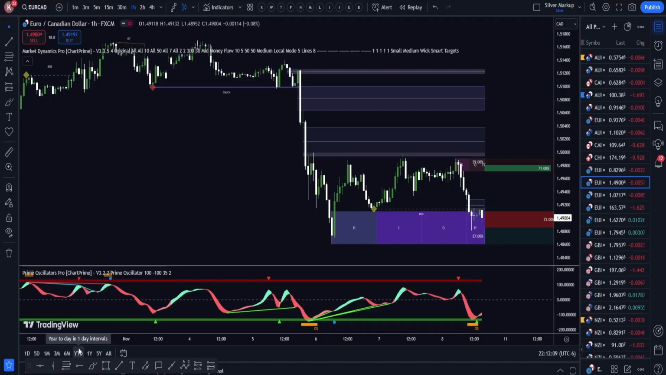Now, with the type of trading I do, just so you know, if you don't know who I am and how I trade, I like using market structure and smart money concepts in conjunction. So I configure Chart Prime to match that style of trading.